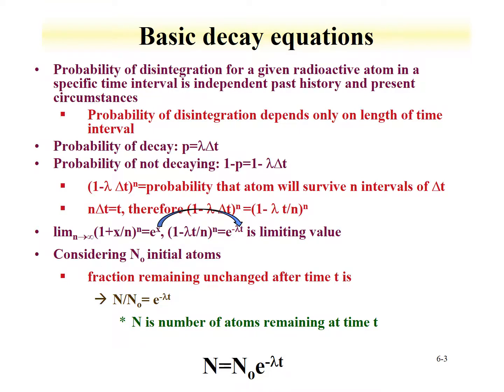That's my limiting value. And if I consider N naught, the initial number of radioactive atoms, the fraction that remains unchanged after time t is provided here. N is the number of atoms remaining after time t, and this equation is a fundamental equation that we will use throughout our radiochemistry course.